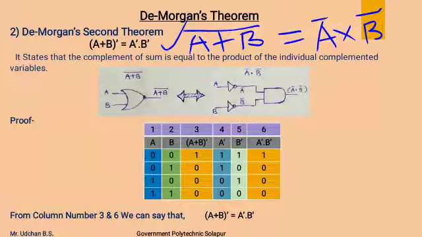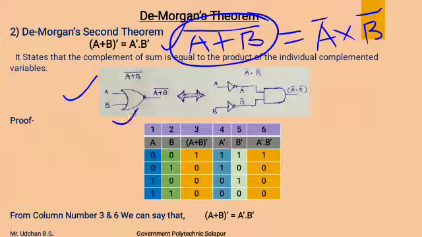Again, this equation is shown diagrammatically over here. This is the expression of a NOR gate. So a NOR gate is used to represent (A plus B) complement. A complement is taken from this NOT gate, B complement is taken from this NOT gate. So as we have to take the product of A complement and B complement, an AND gate is used to get A complement into B complement. Now we will see the proof.